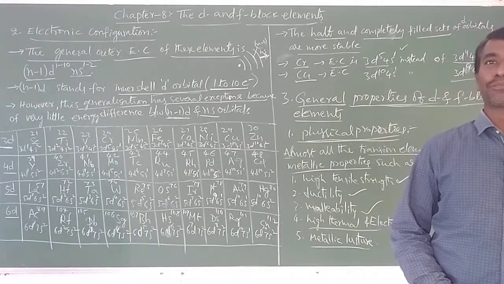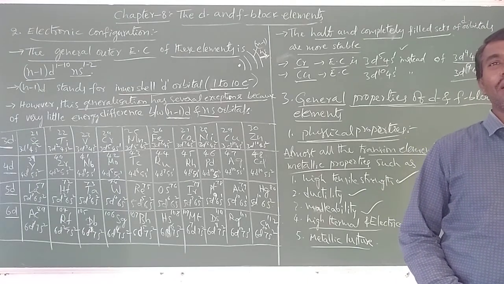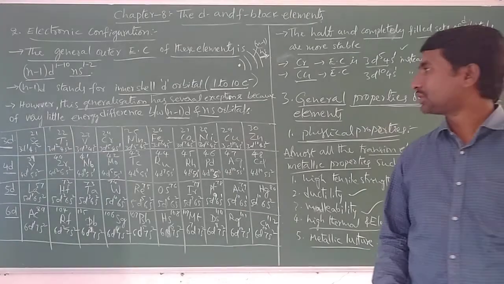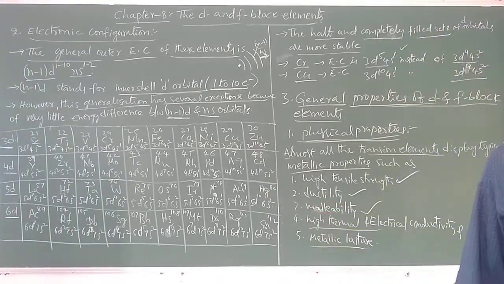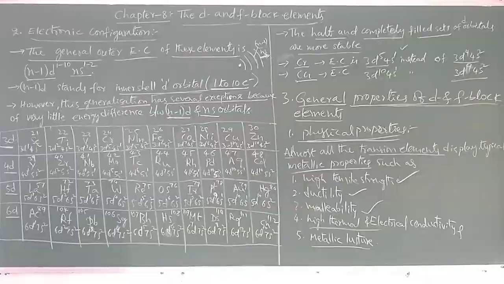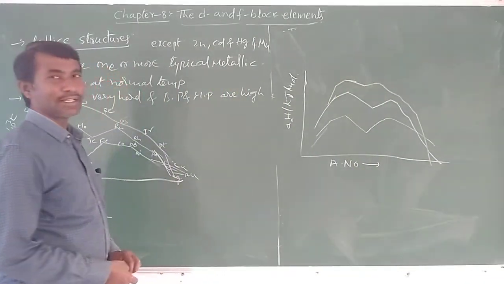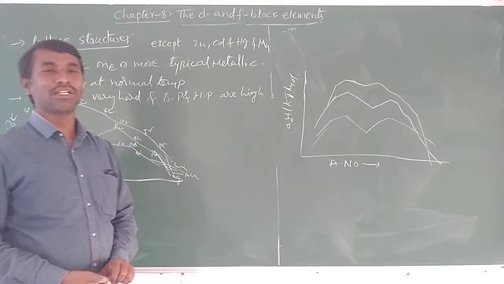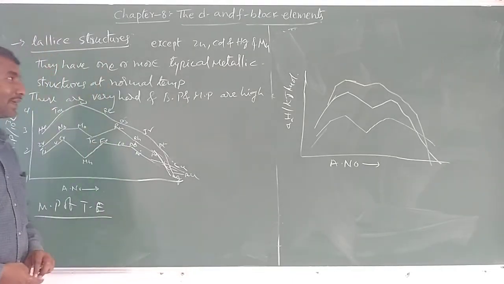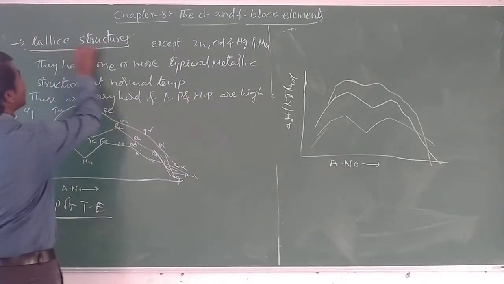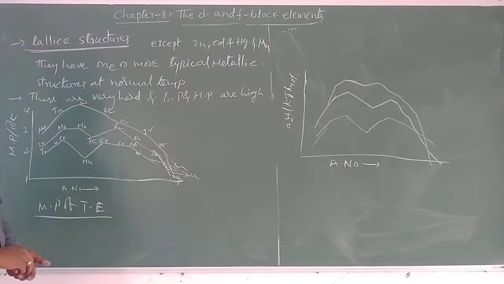And we are going to the next: melting points, boiling points, and atomization energy. Here we have to see the structure and the melting points and boiling points of the transition elements. So first, the lattice structures of these transition elements.